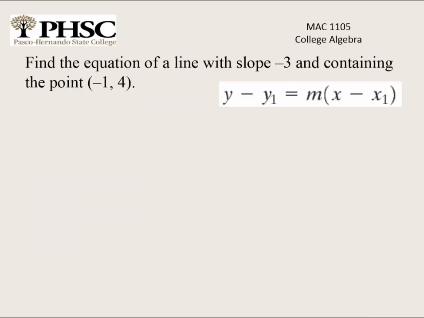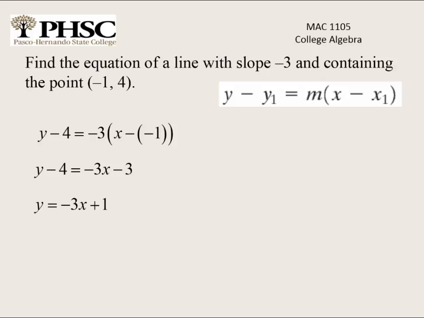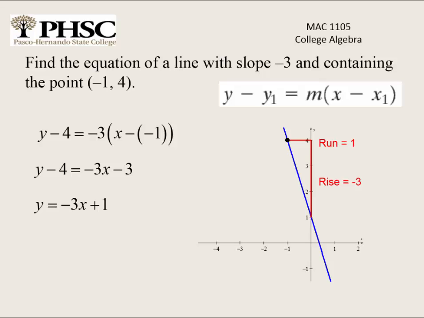Find the equation of a line with slope -3 and containing the point (-1, 4). So we're going to use the formula y minus y1 equals m times x minus x1. And so we plug in the values that we know. So y1 is 4, x1 is -1, and we clean it up a little bit. So of course it becomes -3 times x plus 1. We distribute the -3, and then at this point we're going to add 4 to both sides, and then we end up with the equation y equals -3x plus 1. So the equation of a line with a slope of -3 and containing the point (-1, 4) is y equals -3x plus 1. And here's the graph of that line.